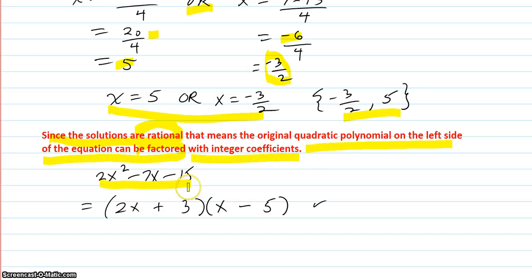Here's the original polynomial. So we have 2x and x. 15 is 3 and 5, or 15 and 1. If you put the 3 here and a 5 here with a minus and a plus, it works out. You can check the middle term. It verifies.